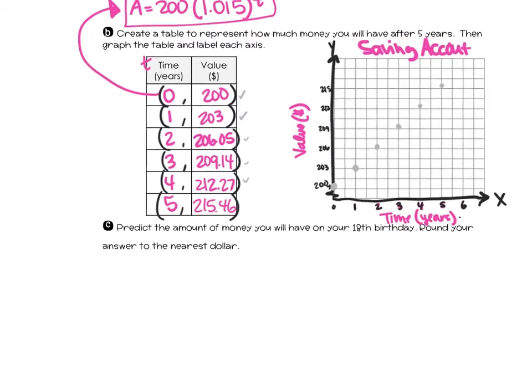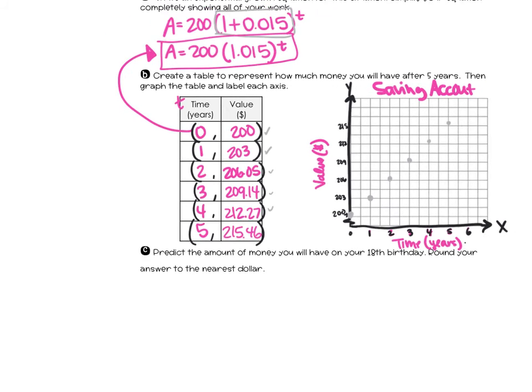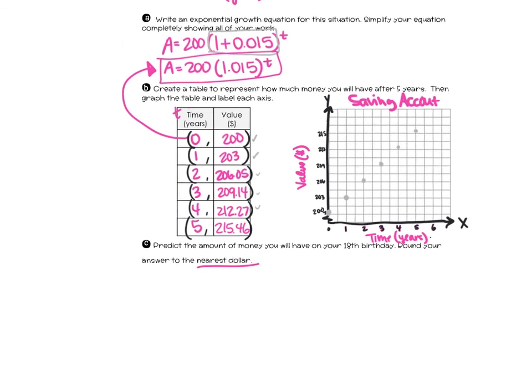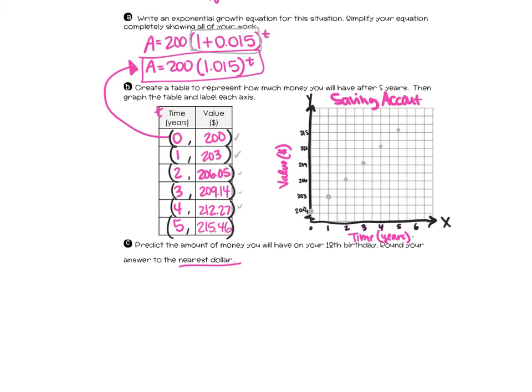Got my graph. So it says predict the amount of money, for C here, you will have on your 18th birthday. Round your answer to the nearest dollar. So whole number here instead of hundreds. So I'm going to use the equation I had before. A equals 200. I want to use my simplified one. And then I'm going to do it to the exponent of 18, since that is 18 years. Let me figure that real quick.